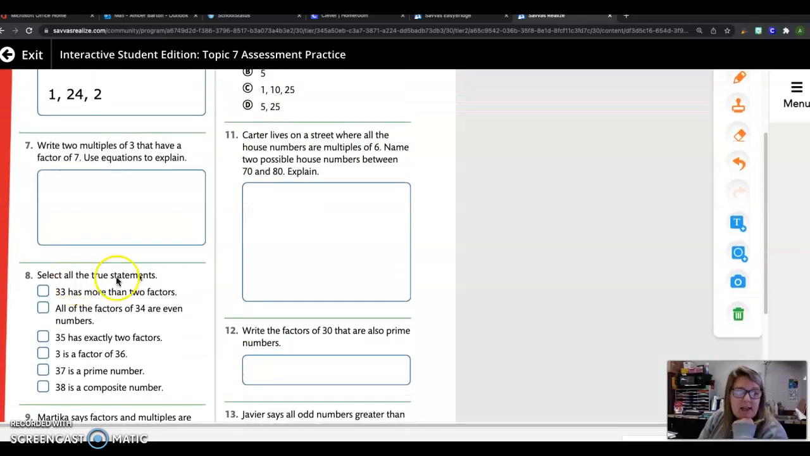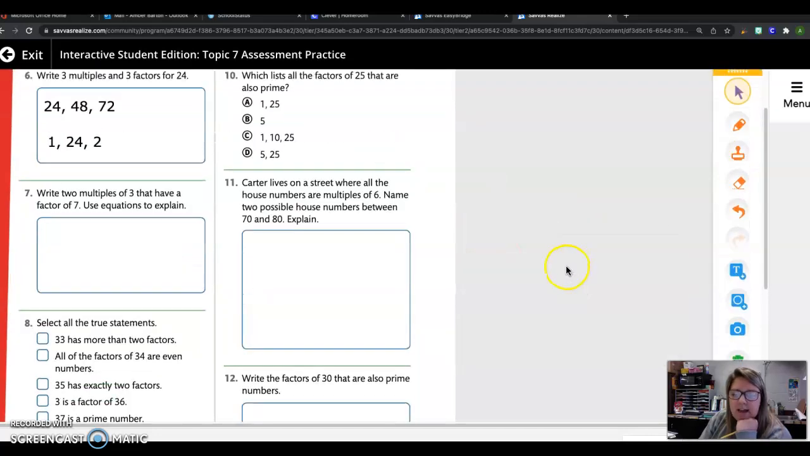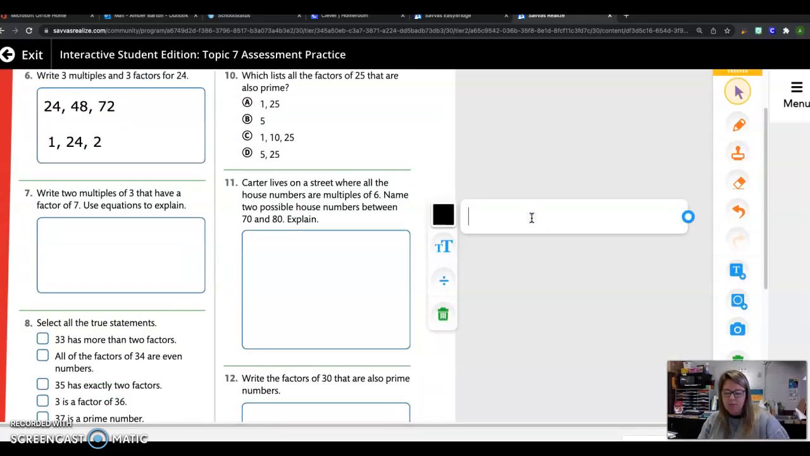So number 7 says, write 2 multiples of 3 that have a factor of 7. Use equations to explain. Now this one sounds a little tricky because we need to figure out what multiples of 3 also have a factor of 7. So what I'm going to do is, right over here on the side, just list out some of the multiples of 3. So we have 3, 6, 9, 12, 15, 18, 20, 21.